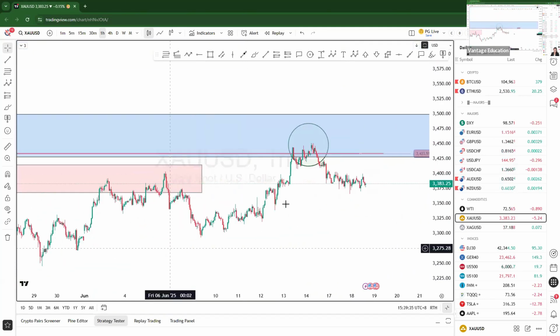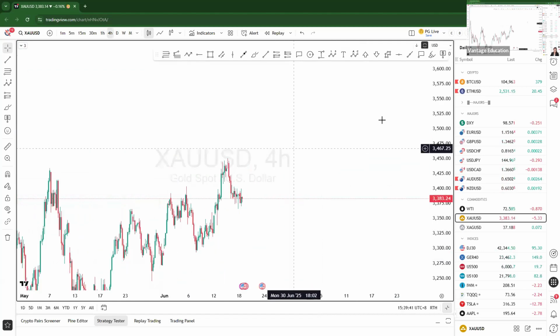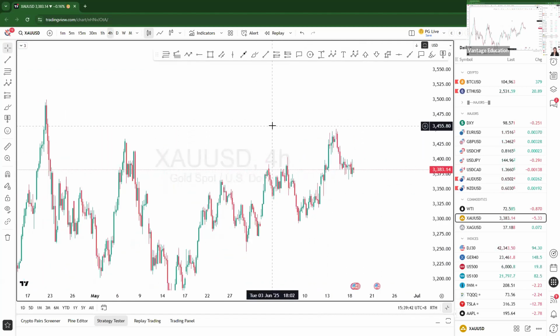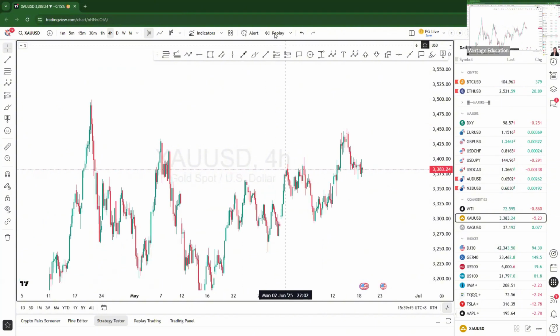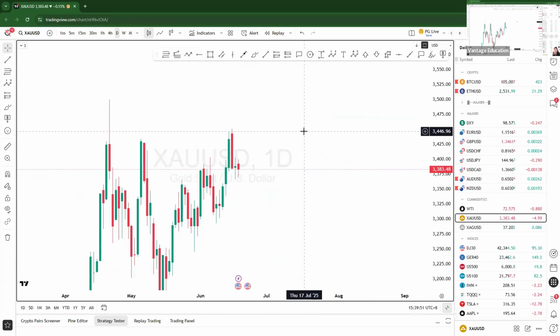Now I go back here for my supply zone. Based on H1 first. Okay, look at D1. Now look at the D1 candle.